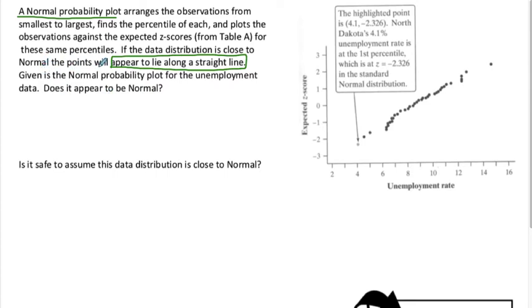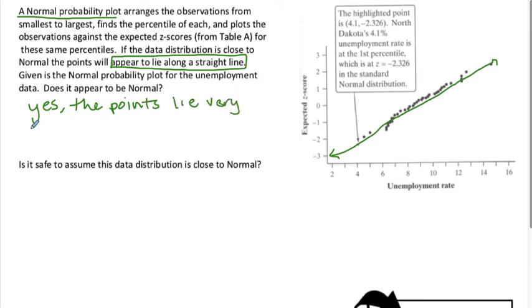Okay? So given is the normal probability plot for the unemployment data that we had above. Does it appear to be normal? So it's asking, if we looked at this, does it appear to have a linear form? And so again, this is where we would say, yes, it does. It has some variation in it, but the points lay very closely to a straight line. And again, this is another way that we would confirm the normal distribution.